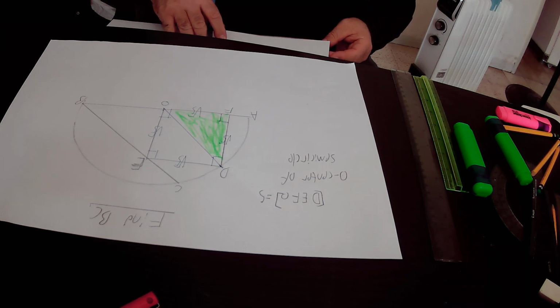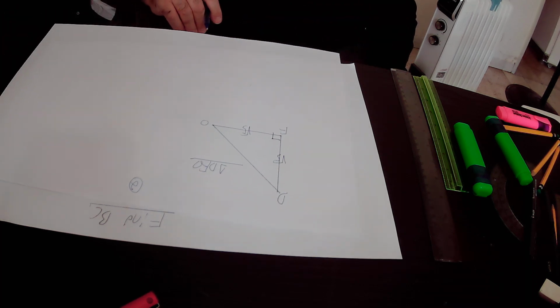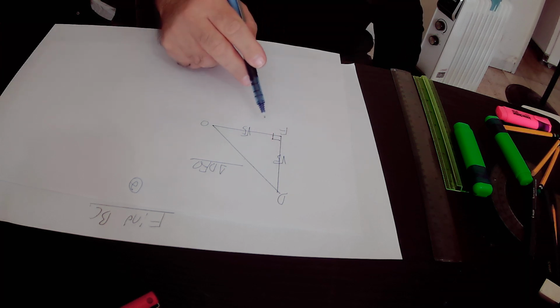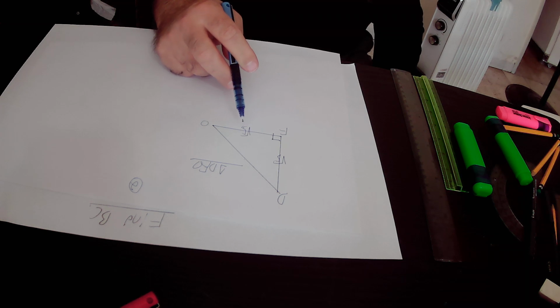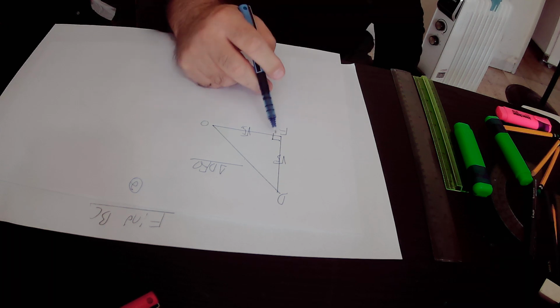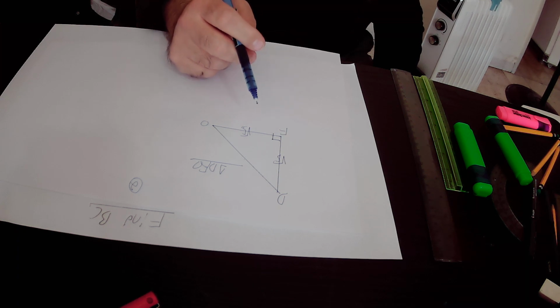So actually, this is the right triangle DFO that I copied from the original drawing. Side DF equals side FO, they are all equal to the square root of 5 units, because they are sides of the square. This angle equals 90 degrees because it is one angle of the square, and we know that all the angles of the square are right angles.